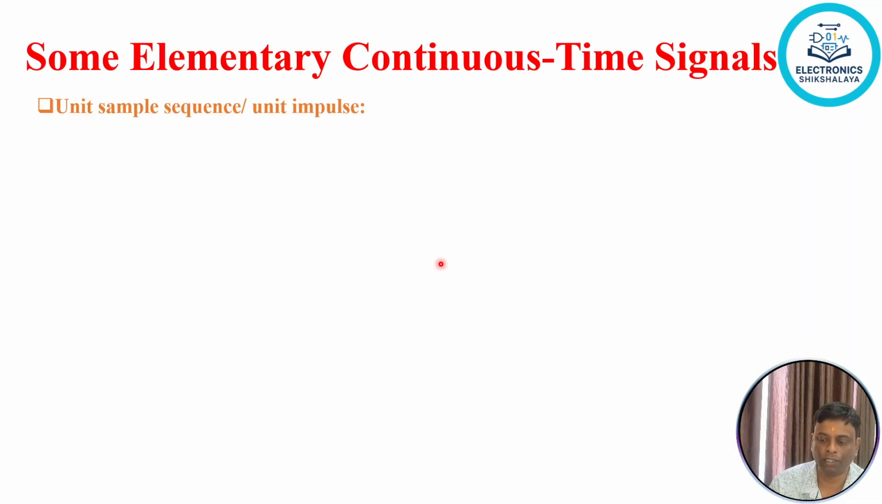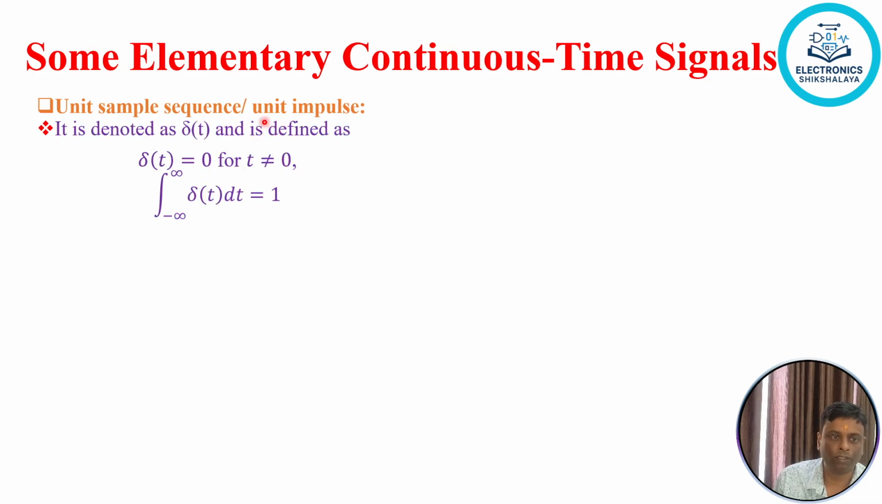First, that is the unit sample sequence or unit impulse. In this case, that is denoted as del of t. We know that the continuous time variable is denoted as t, a function of t. So it is del of t, and it is defined as del of t equal to 0 for t not equal to 0. So when t is not equal to 0, this function is equal to 0, and if we integrate between minus infinity and plus infinity, it will be 1.